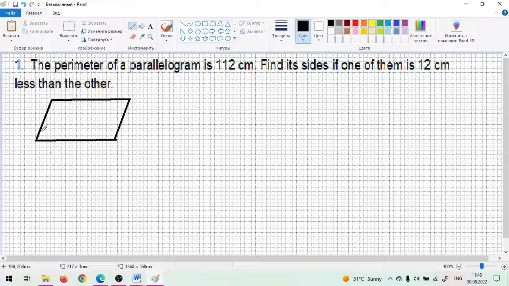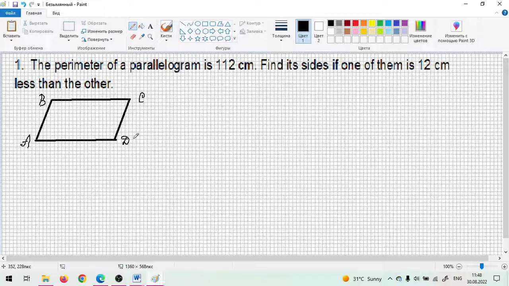And the perimeter of a parallelogram is 112 centimeters. Sum of all sides, yes, it's perimeter. So we can find their sides if one of them is 12 centimeters less than the other. For convenience, I denote their sides by letters. So it's A, B, C, and D. This problem should be solved using the equation.